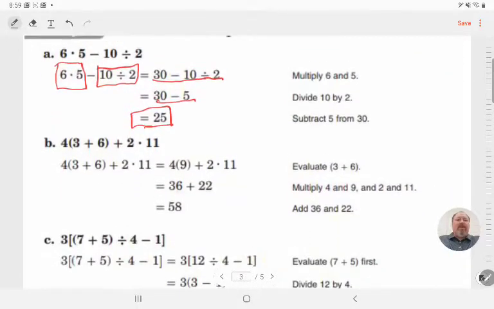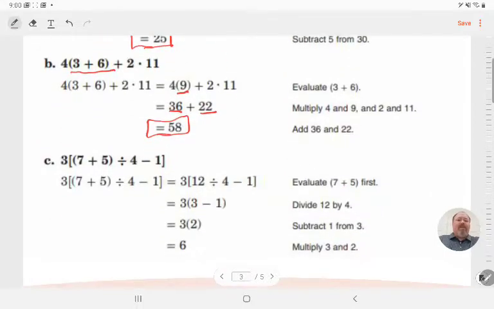All right, let's look at B. So we have parentheses in this one. Okay? So we have to do these parentheses first. All right? So we have 3 plus 6. 3 plus 6 is going to give me 9. Now we have 4 times 9 plus 2 times 11. Again, now we go left to right. So 4 times 9 is 36, and 2 times 11 is 22. Now I look for any addition or subtraction. It's addition. So when I add them together, I get the answer of 58.